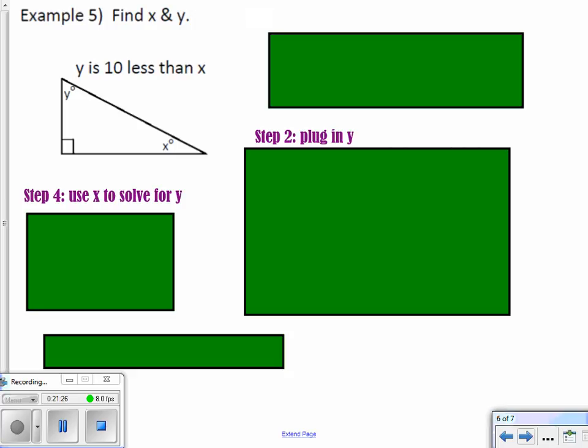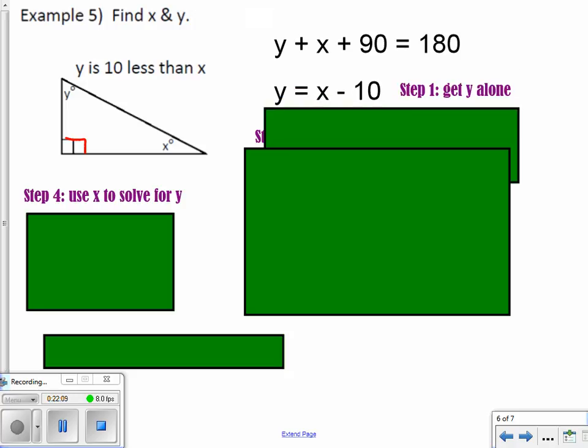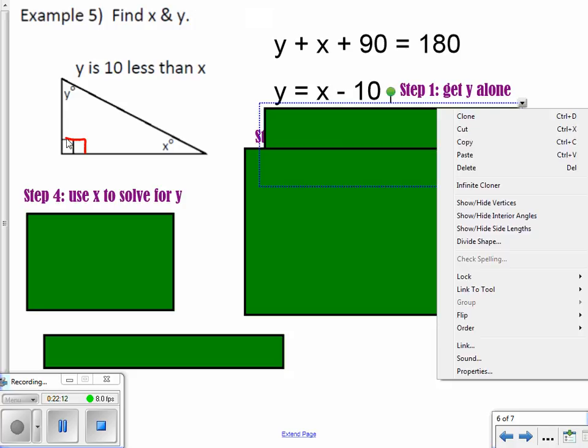For our last example, we have kind of a geometry problem to work with. It says we need to find x and y, and we know that y is going to be 10 less than x. Well, one thing we know about triangles is all of the inside angles have to add up to 180. And then this box right here means it's a right angle, which means that one is going to be 90. So we can say that y plus x plus 90 has to equal 180. And because we know that y is going to be 10 less than x, we can say y equals x minus 10. It's 10 less than x.